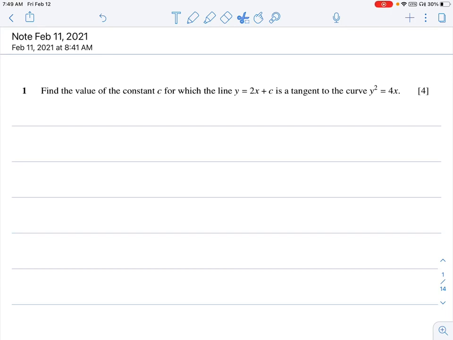Welcome. So this is the CAIE paper P1 of May 2007. So let us start to solve all the questions.